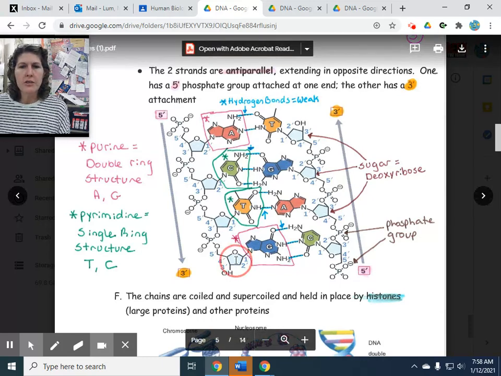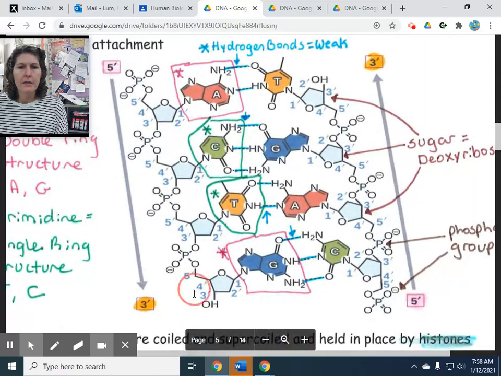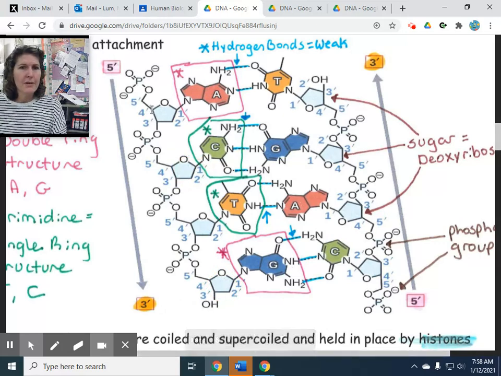So let's take this sugar right here. I'm going to kind of blow it up a little bit for you guys. We're going to take this sugar right here. It does not matter which one you pick. You might be like, hey, I want to take this one instead. Notice they're all exactly the same. They're running in the same direction. You will always start with your oxygen, and you're going to count clockwise your carbons. Where does that 3rd carbon end up? Up or down? Where does that 5th carbon end up? Up or down? And that's going to tell you the direction of that side of your DNA strand.